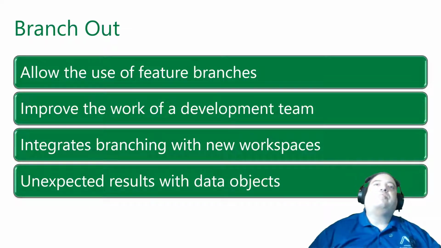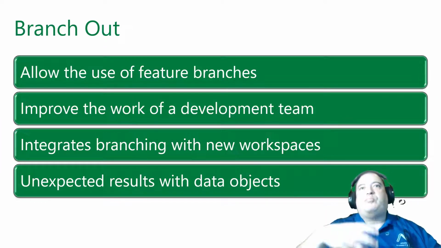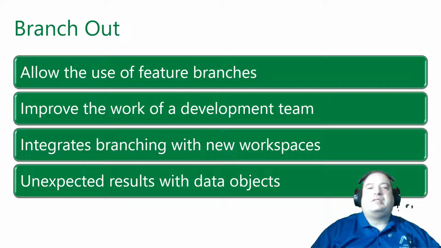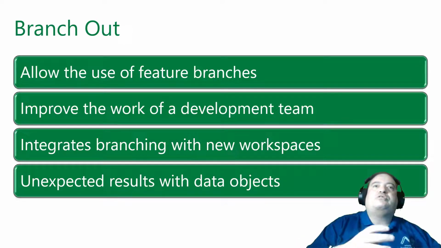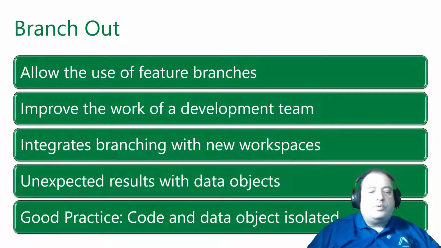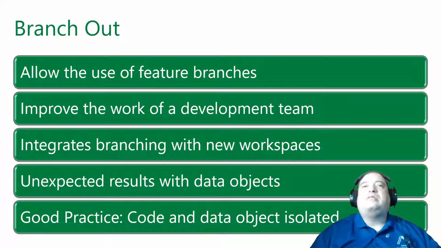Unexpected results with data objects. Then we start talking about best practice in relation to branch out. If we branch out a branch in a workspace that contains data objects, we'll get unexpected results. This will not work very well. So it's better to branch out workspaces and branches where you have only code objects, not data objects. Good practice: code and data objects are kept isolated in different workspaces, and then you can branch out the code easily without affecting the data objects.